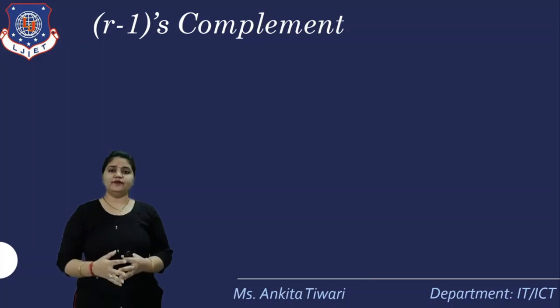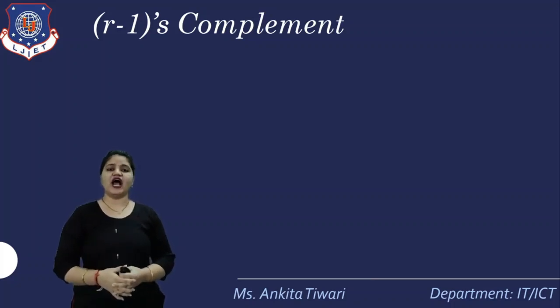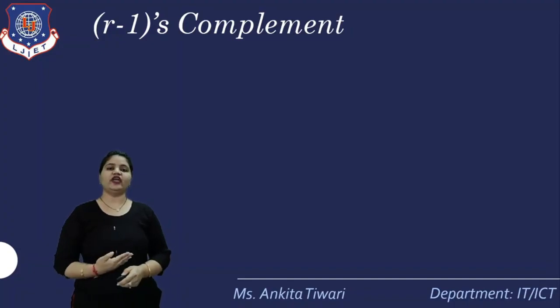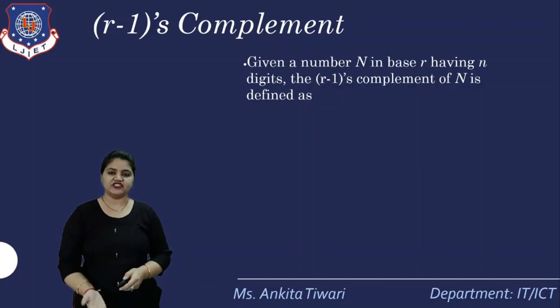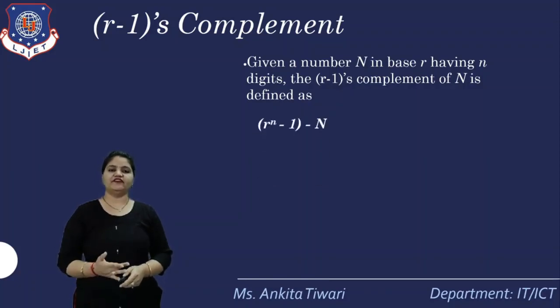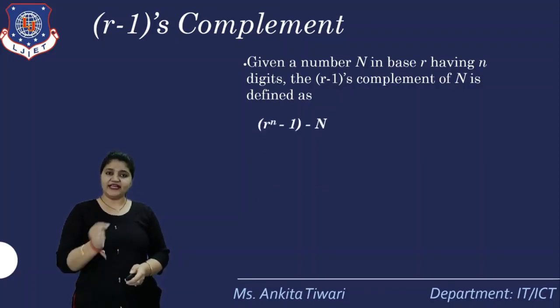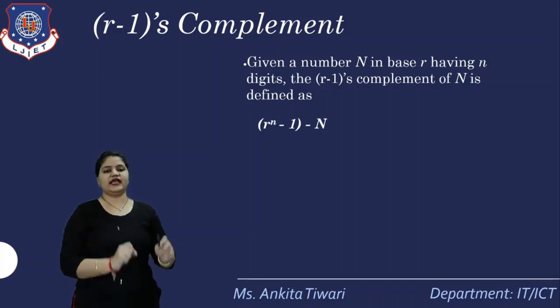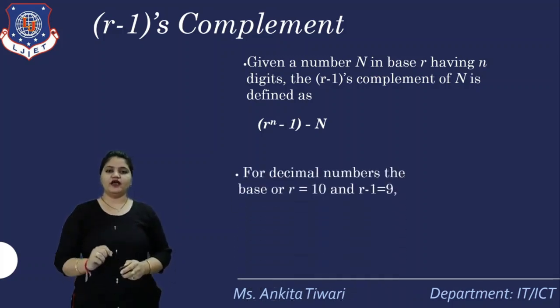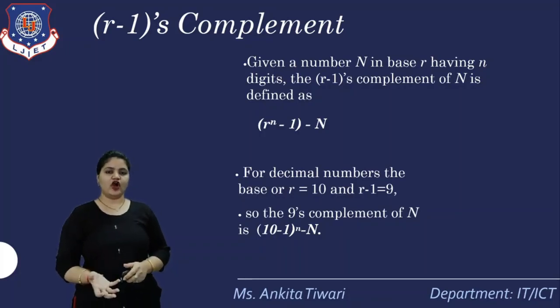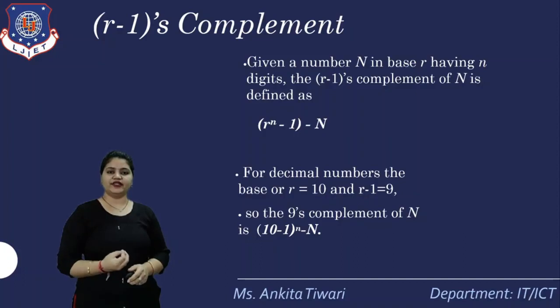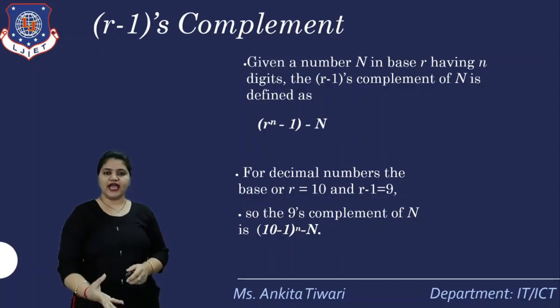Now the second type of complement system comprises r minus 1's. So if I am talking about base 10, its r minus 1's complement will be 9's complement. That is the formula defined as r raised to n minus 1 minus N. Take one example where r equals 10. So your complement will be of r minus 1, that is 10 minus 1 equals 9. So now your complement system has become 9's complement.